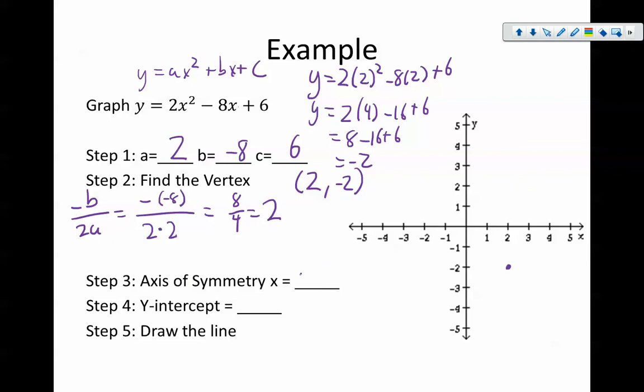My axis of symmetry is the -b over 2a. We found that value to be 2. So here is my axis of symmetry. Remember, parabolas are symmetrical. This dotted line that I just drew, we can fold the curve over it and it would be the same on both sides. Now we need to put in the y-intercept. The y-intercept is the c value, which is 6. So I plot that point here. Now we've got this curved line that we can now draw. This is going to go up like this, something like that.